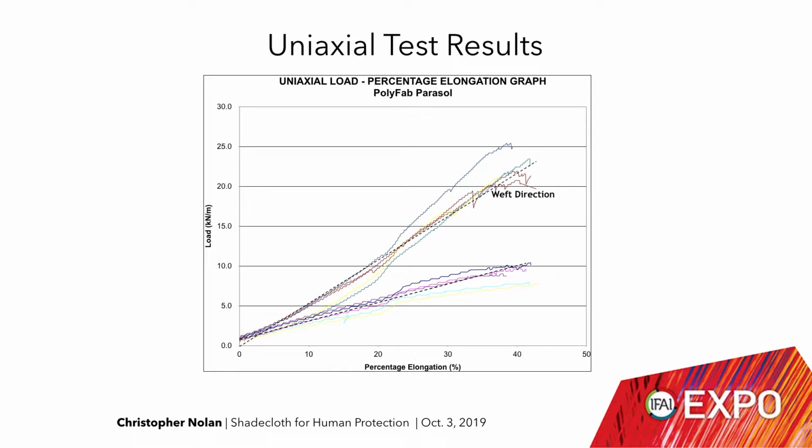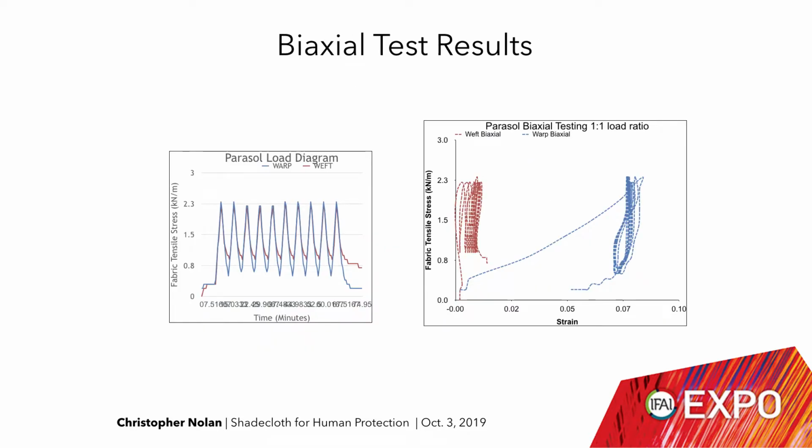In other words, for a uniaxial test, Hooke's law, that is, force is proportional to extension, applies. So in other words, if you double the load, you double the elongation. Basic principle. Now let's look at biaxial test results. The diagram on the left here is the load diagram. It shows that the fabric stress occurring in the warp and weft direction at the same time. In other words, the loading is the same, and over time you go up and down as you increase the load and decrease it.